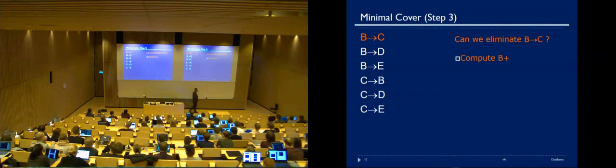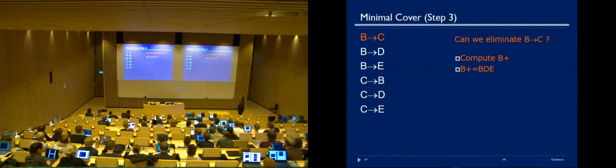Again, you use our very friendly concept of closure. So you compute the closure of B based on what you got over there. You look at all the dependencies, and you compute the closure of B by ignoring this dependency. So if we ignore this dependency, and we compute the closure of B based on the others, we have that B determines itself, and determines D and E.